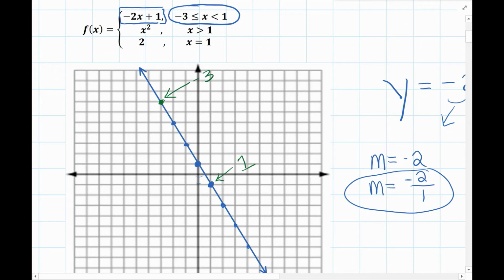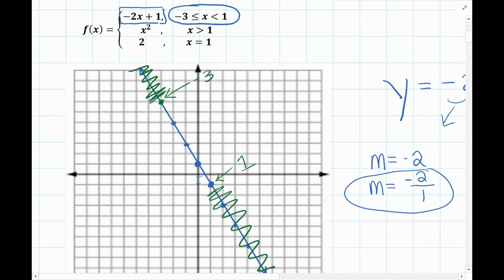So anything that's outside of these 2 points needs to be erased. I only want the graph to go from -3 to 1. Anything outside, like all this stuff down here, needs to go. Anything outside, like all of this stuff, needs to go. I only want to keep the stuff in between -3 and 1.